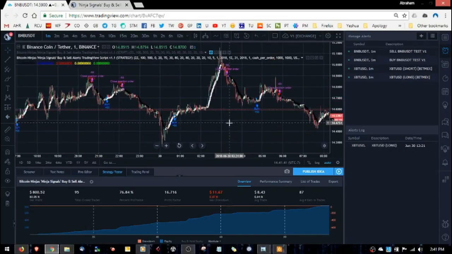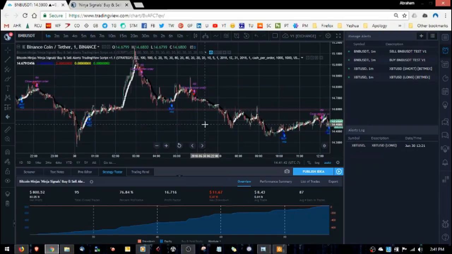So it's a very, very powerful system. I'm definitely excited to tell you guys more about it. And so with that being said, let's get into the details of it. So here's the layout on TradingView.